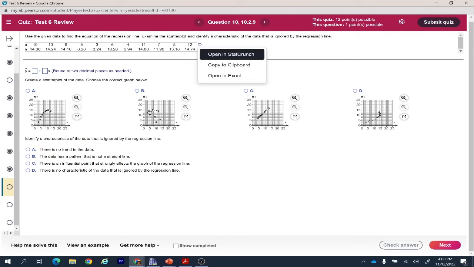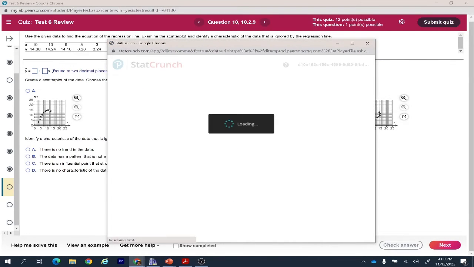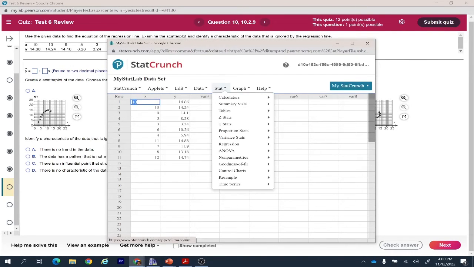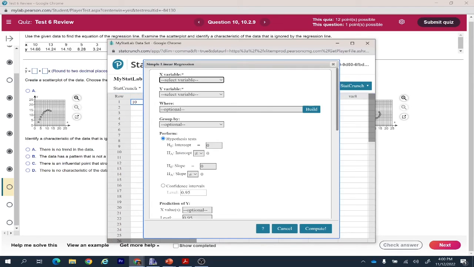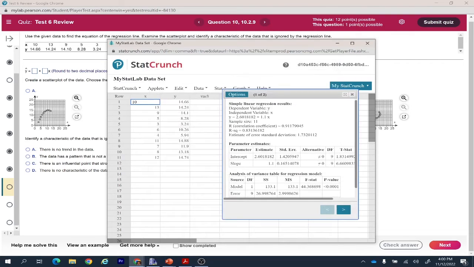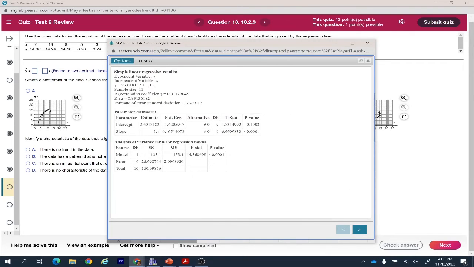Always just go here, open in StatCrunch, and by doing that you can go to Stat, Regression, Simple Linear, the very same thing we used before. The X variable is X, the Y variable is Y, and just hit Compute. It will give you everything you need. So this is the relation we are looking for.